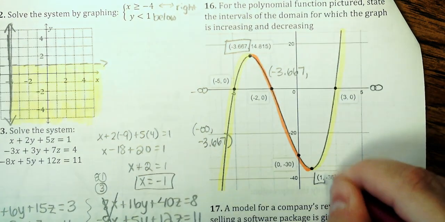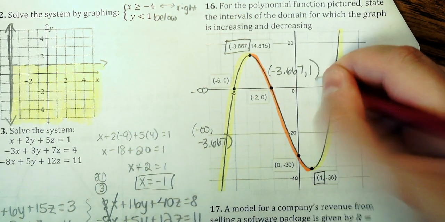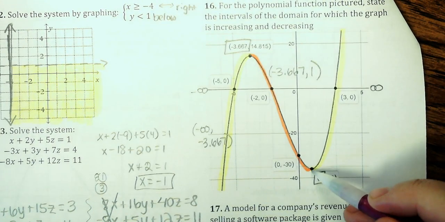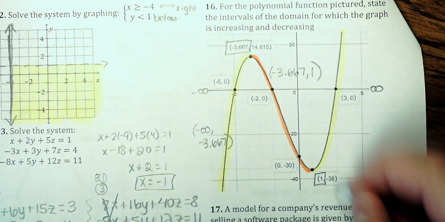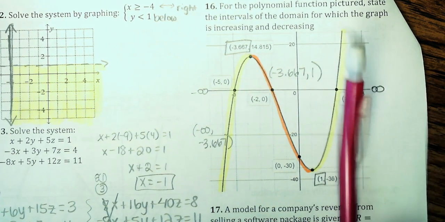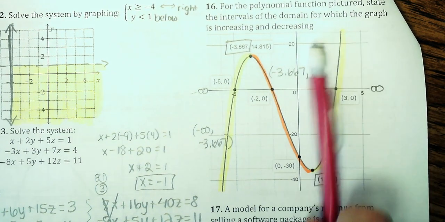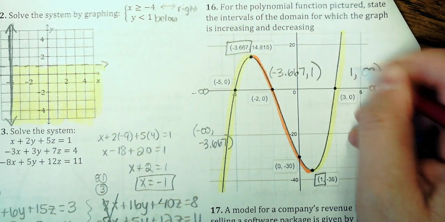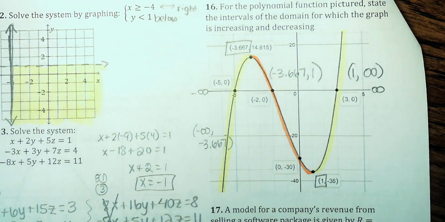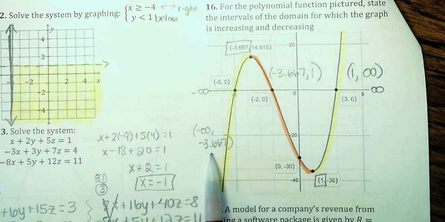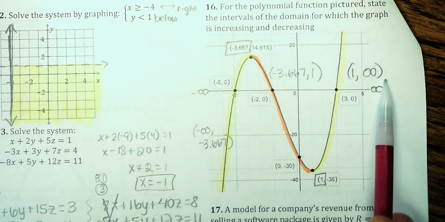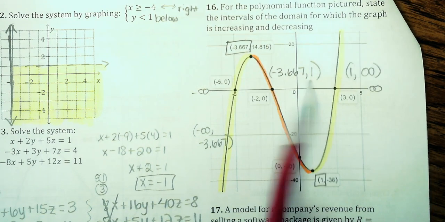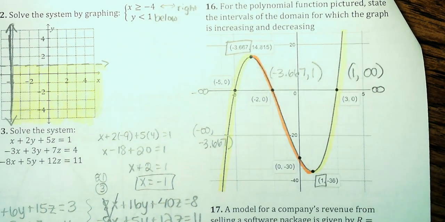is 1. Do not use the y values. And then at the x value of 1, we switch over and we start increasing again. So the rest of the graph, and I know this is going to look like I'm going up, but I'm going to the right. So from 1 to positive infinity, the entire time I'd be tracing this graph, it would be increasing. So your 2 intervals of increasing: negative infinity to negative 3.667 and 1 to infinity. Your only interval of decreasing right here: negative 3.667 to 1.